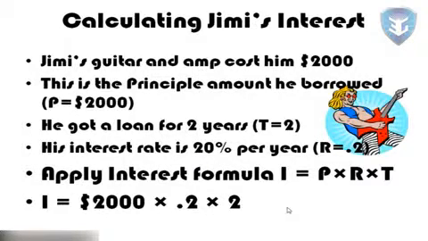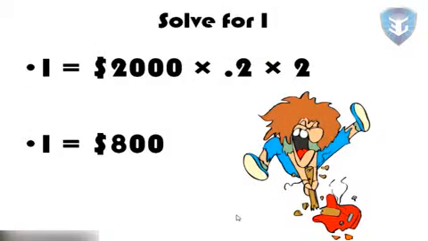So now we're going to apply the interest formula, I equals P times R times T, with Jimmy's information. To find his interest, we do the principal of $2,000, or P, times 0.2, which is the interest rate, times 2, which is time in years. So let's solve for I. $2,000 times 0.2 times 2 equals $800. I hope Jimmy doesn't want to smash his new guitar at that sort of price tag.